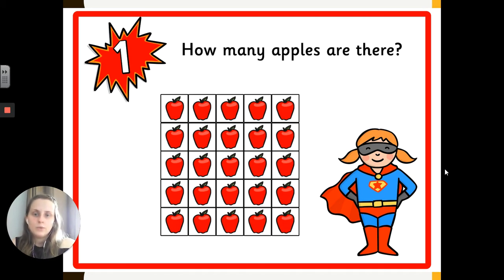Okay. So question number 1: how many apples are there? So have a look at this array here. How many apples are in this array? So pause it here and have a look at how many apples you can see.